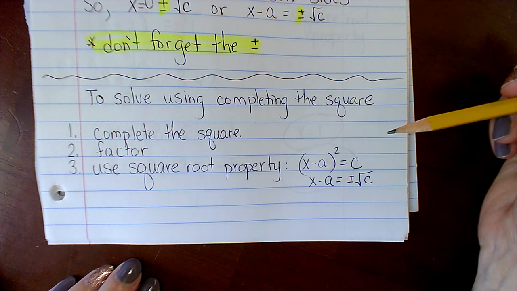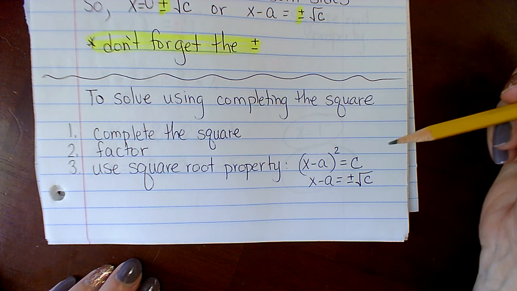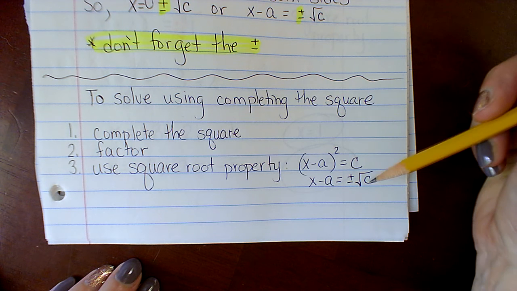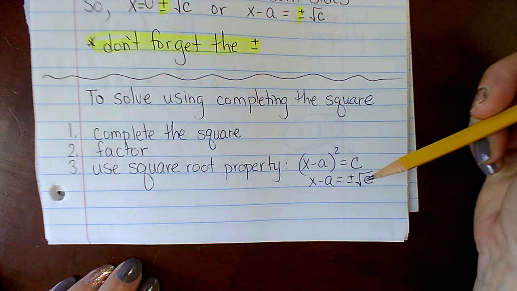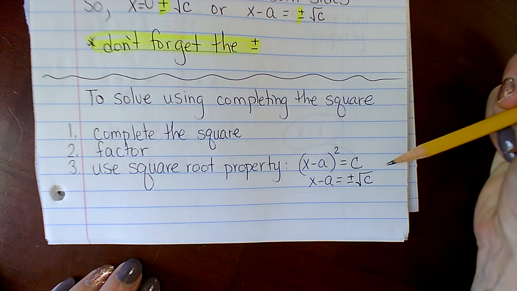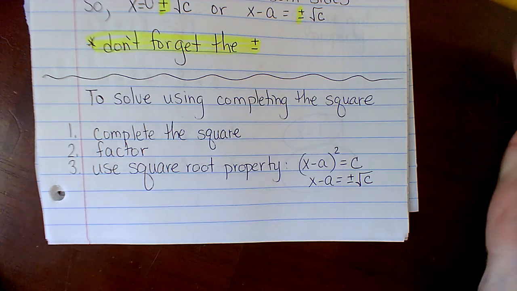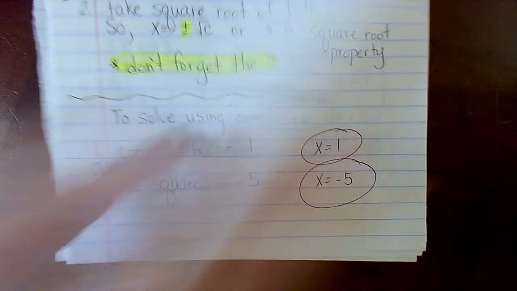In the next section, when we talk about the quadratic formula, that's probably going to be your go-to. You know, the square root property, it's like White Castle. It's not somewhere you go, it's somewhere you end up. Nobody goes to White Castle, you just kind of end up there, right? That's kind of how the square root property is.